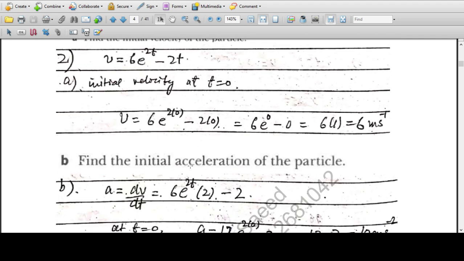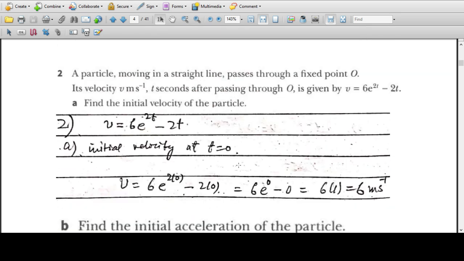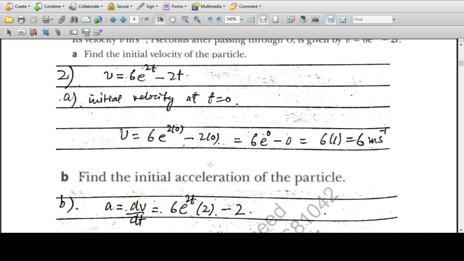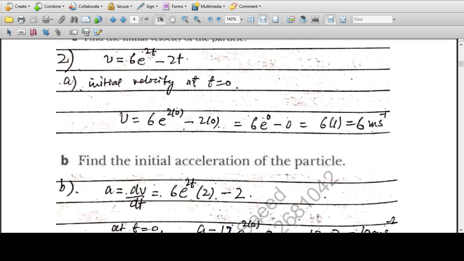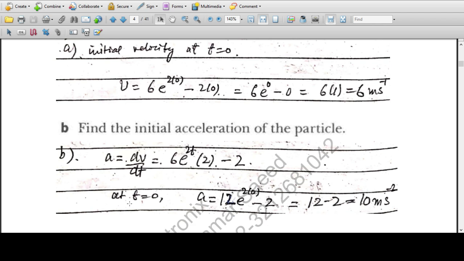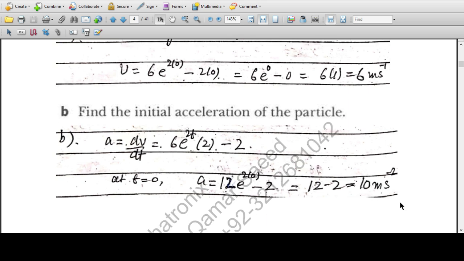In part B, find the initial acceleration of the particle. Initial acceleration at t = 0. So we will differentiate dv/dt, and on differentiation we obtain 6e^(2t) with the 2 coming out, and differentiating minus 2t gives minus 2. After that, substitute t = 0, where e^0 becomes 1. So 6 × 2 − 2 × 1, that is 12 − 2 = 10 meters per second squared. So the initial acceleration is 10 meters per second squared.